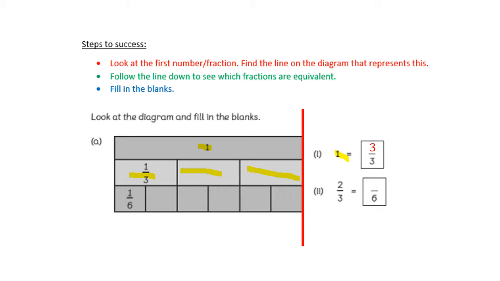So 1 whole is equivalent to 1, 2, 3/3, okay? So 3/3. Now, moving on to the second part, we've got 2/3 is equivalent to how many sixths? So we need to find what line represents 2/3, which is here, because you've got 1, 2/3, okay? And then how many sixths is that? Let's get a different colour. So you've got 1, 2, 3, 4 sixths until we get to the line. So 2/3 is equivalent to 4 sixths, okay?